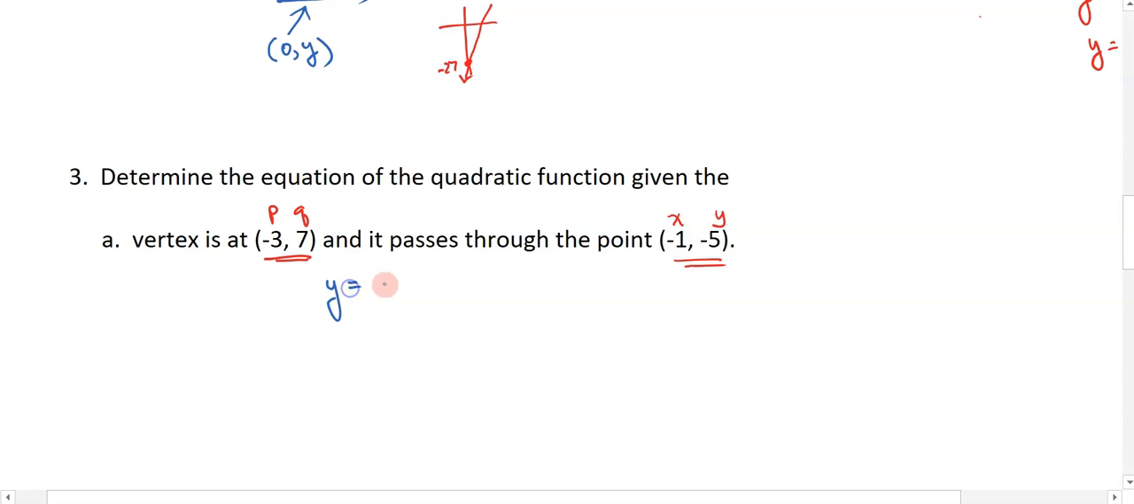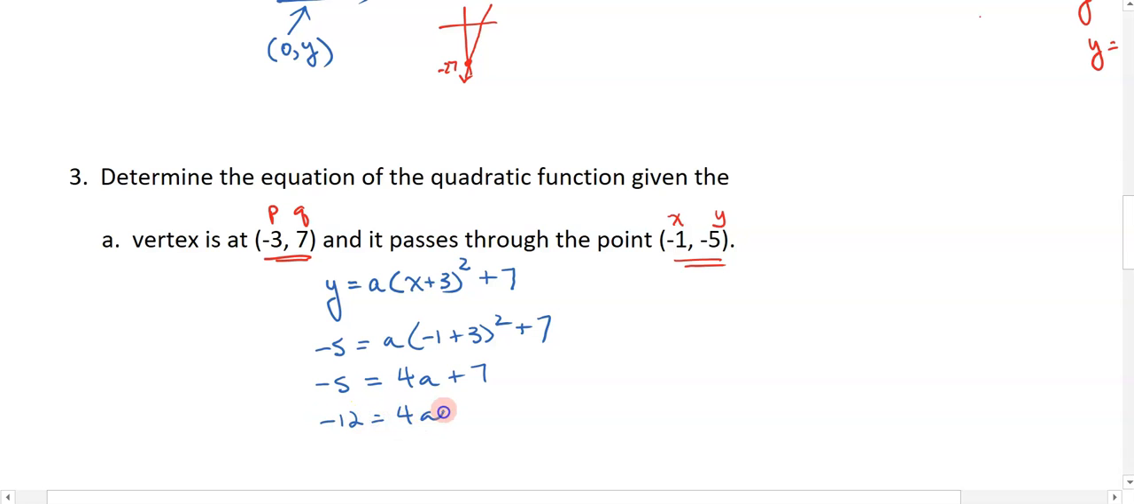So I'm going to now just leave A, I don't know it. I don't even know if it opens up or down right now. I guess I could graph it and look at that, but I'm just going to substitute in P and Q, again, plus 3 squared and plus 7. And this is a point that works, so -5 is going in place of y. -1 is going in place of x. Right, now I'm going to get -5 equals, this becomes 2 squared, which is 4. Subtract 7. Divide by 4. And there you go.